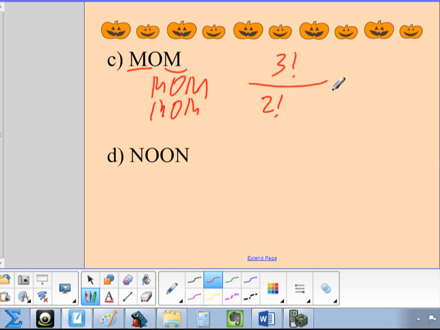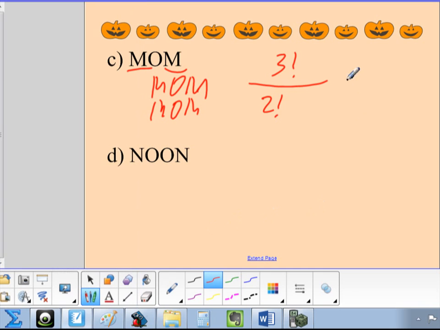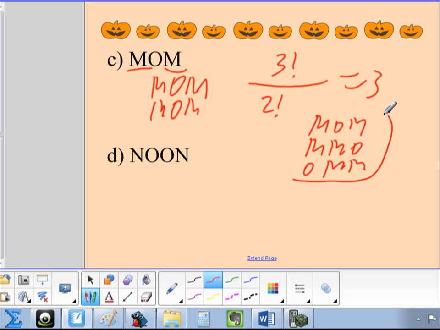And so 3 factorial divided by 2 factorial, which you can put into your calculator. That you could probably do without a calculator. That's 3 factorial is 3 times 2 is 6, divided by 2 factorial, 2 times 1, which is 2, and that you really don't need a calculator for. The answer there is just 3 different possibilities. And you can see those possibilities, MOM, MMO, or OMM. There's really no other possibilities of rearranging those 3 letters, so this system works.